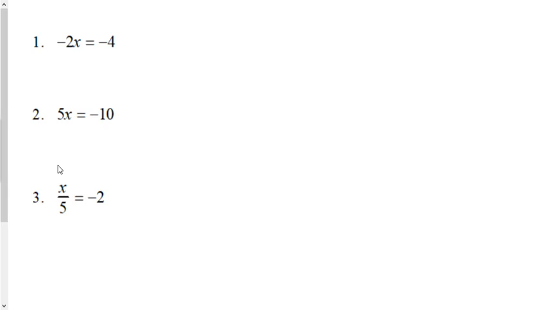Okay, here's our second review. And our second review is utilizing opposite operations to solve equations. Remember, in all algebraic equations, our goal is to isolate the variable or get x by itself.